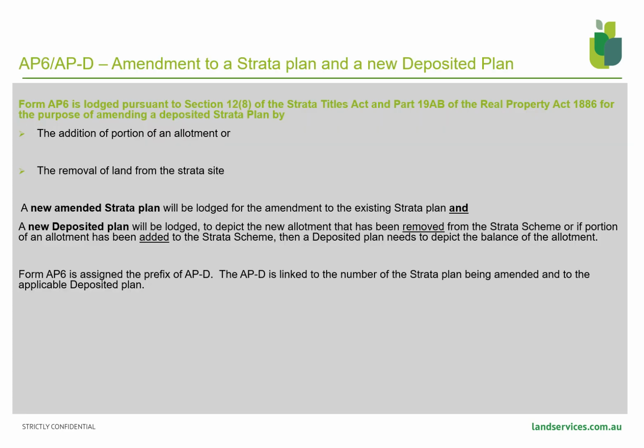The other form that is used for an amendment to strata plan is an AP6, and in this scenario, there is a new deposited plan that is required to be lodged as well. The deposited plan is used to show the balance of an allotment where a portion of the adjoining land has been merged with the strata scheme, or if their land is being removed from the strata scheme, and this needs to be re-identified on a new deposited plan with a new allotment number.